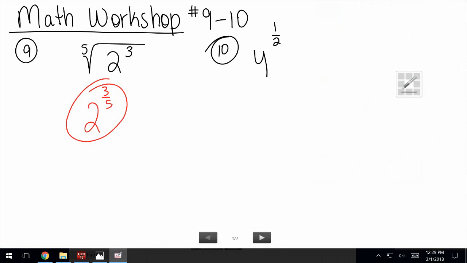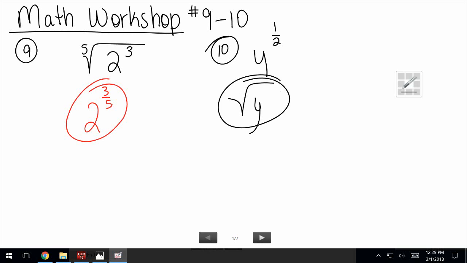What about the 1/2 power? What's the 1/2 power? Radical and the y. Very good. So square root of y. Very nice. How are we doing? We okay? Yeah, we're okay? All right.